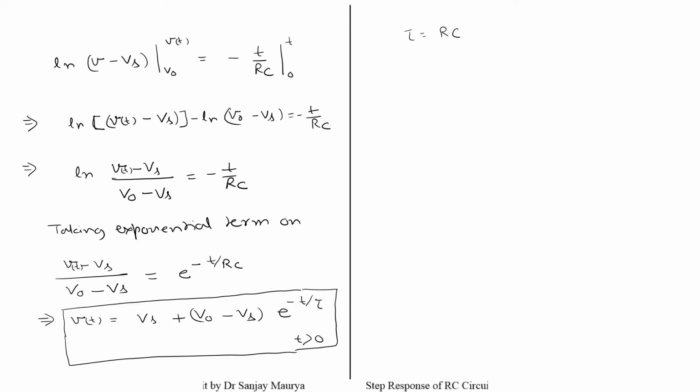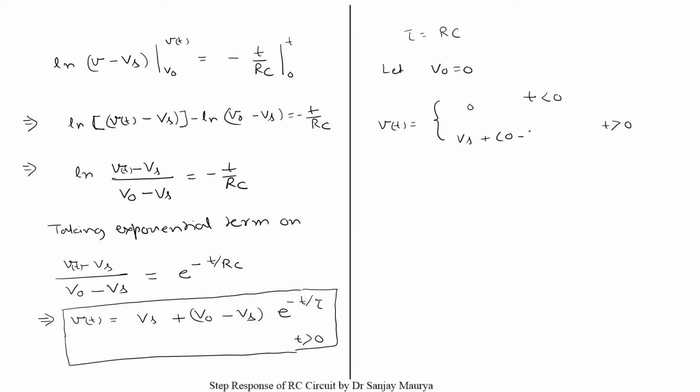So if we have the initial voltage across the capacitor, let's say V naught, equal to 0, then the voltage across the capacitor can be simply written as V(t) equal to 0 before closing the switch, that is, for t less than 0. For t greater than 0, just after closing the switch, putting the value of V naught as 0, I can write V(t) equals Vs plus (0 minus Vs) e to the power minus t by tau.